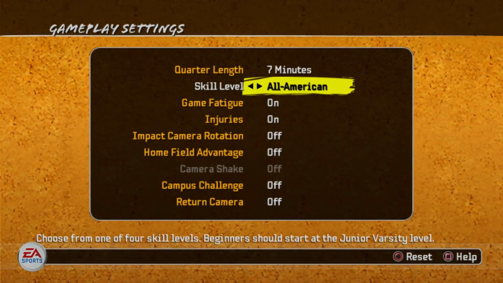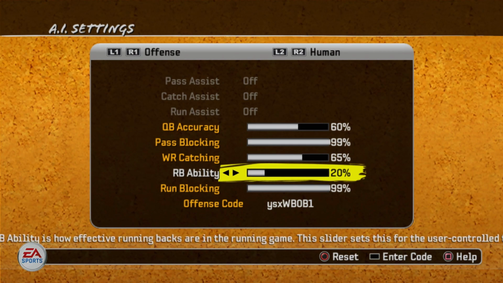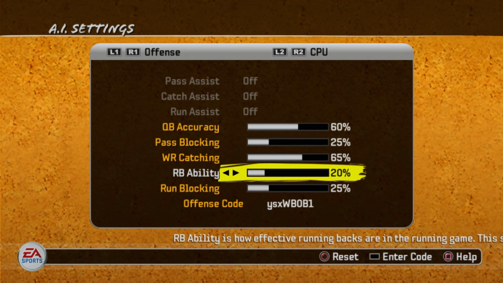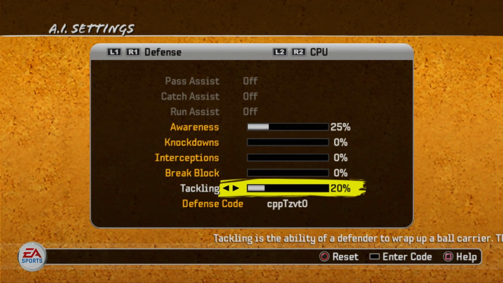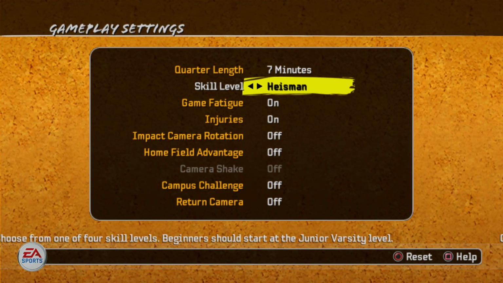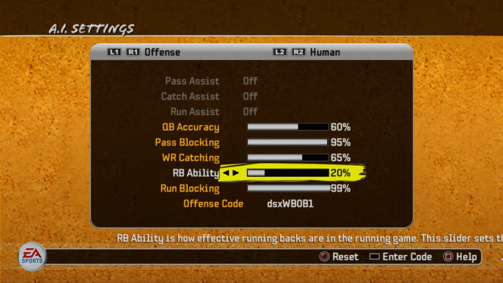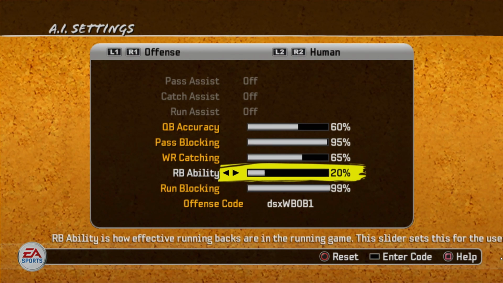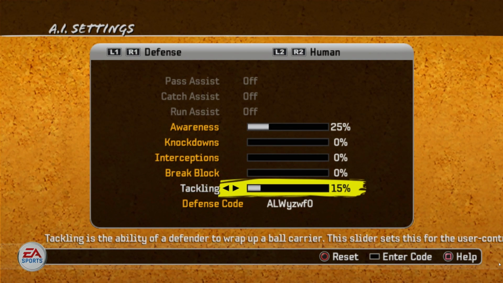First, on All-American, this is how your running back ability slider should look. 20 is the setting for both sides. The tackle slider should be set to 10 for the human and 20 for the CPU. On Heisman, just a little bit different. 20 is the running back ability setting for both sides, and the tackle slider is set to 15 for both sides.